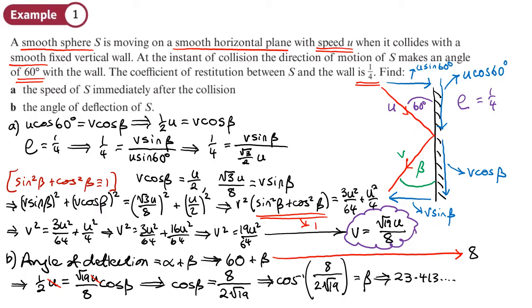So 83.4 degrees. So don't forget, you need to add alpha and beta to get the angle of deflection. It's not just the value of beta. So let me just highlight these answers. So this was part A, and here's our answer to part B.